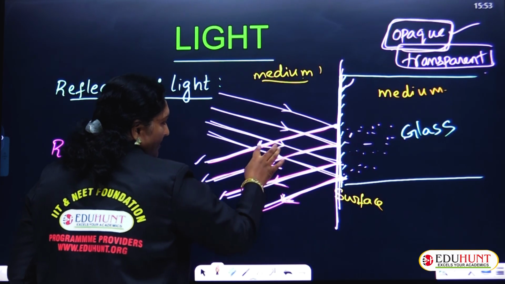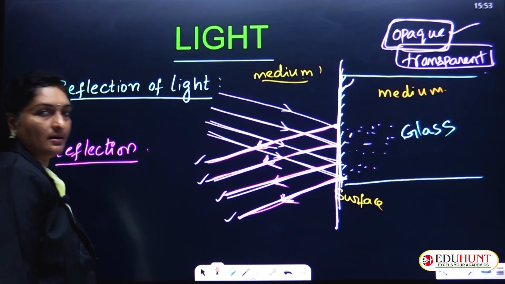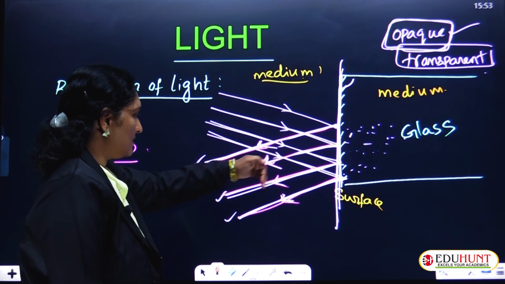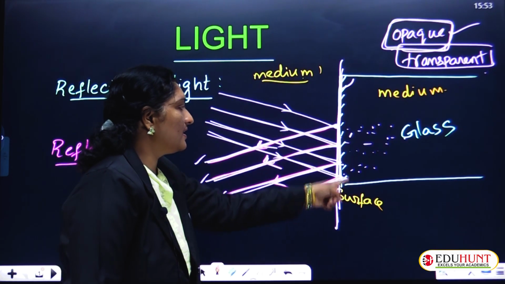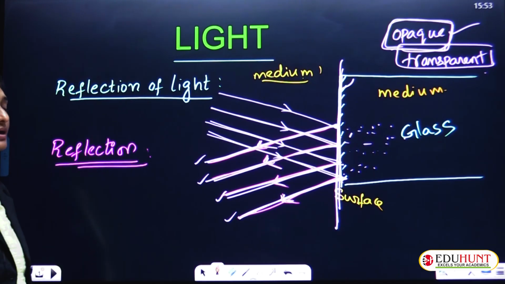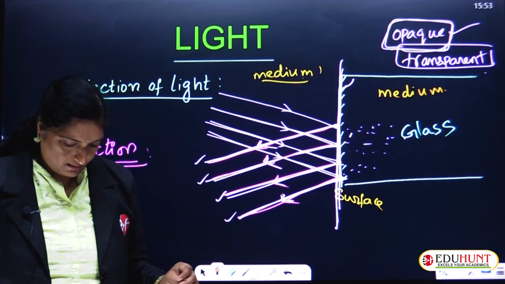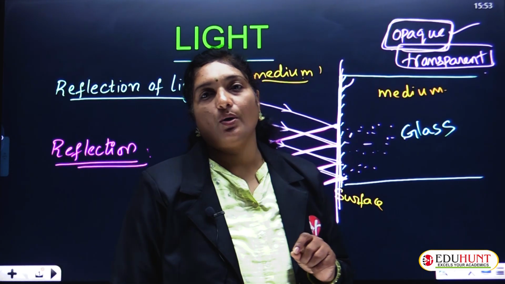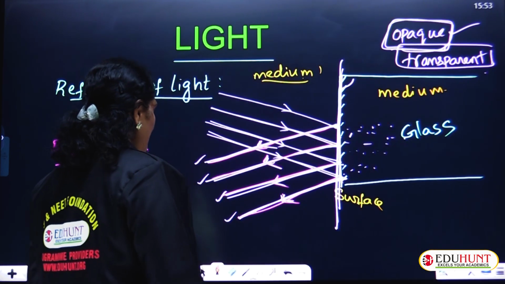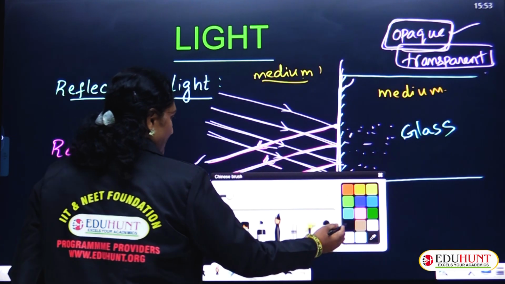So what are these actually doing? They are returning back after meeting a surface. The return back of the light into the same medium after striking a surface is called your reflection. Okay. Children, in general we have two types of bodies. One is luminous bodies and the other is non-luminous bodies. So let us try to understand the difference between luminous bodies and non-luminous bodies.